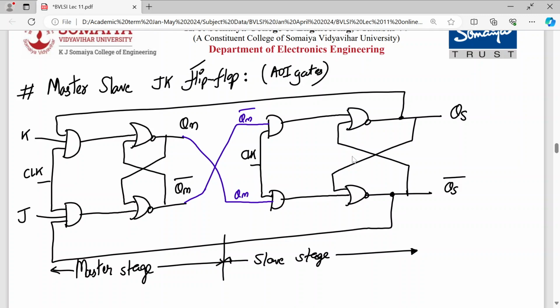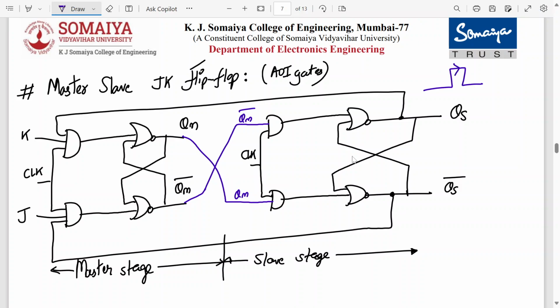So master is positive level triggered. It is activated when the clock is 1, and slave is negative level triggered. What do you mean by it? If this is clock, master is activated by this positive level, and slave is activated by negative level like this. Got it? Positive level triggers when the clock is 1. When the clock is 1, master is active. When the clock is 0, slave is active.